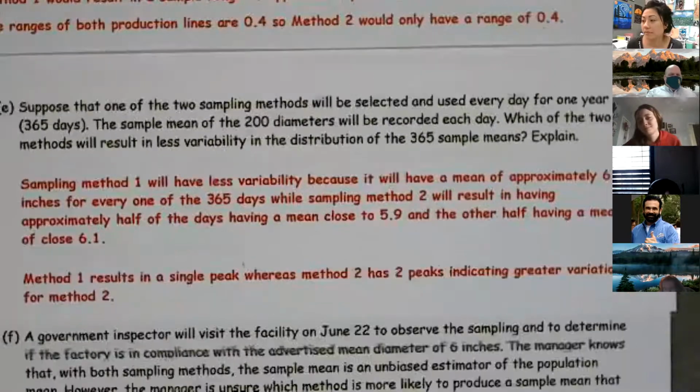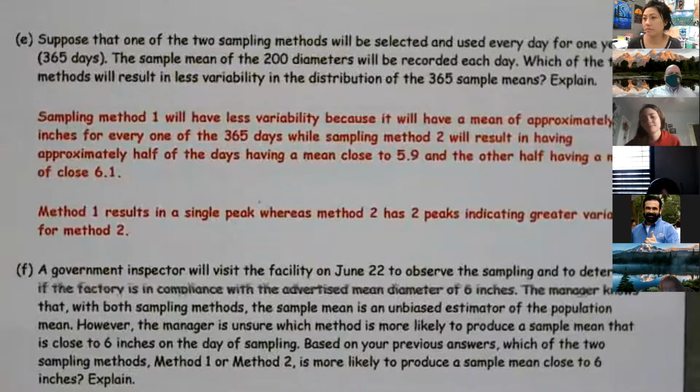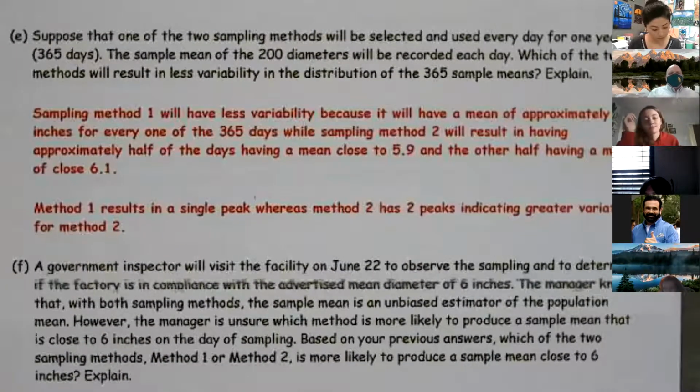So in part F, a government inspector will visit the facility on June 22nd to observe the sampling and to determine if the factory is in compliance with the advertised mean diameter of 6 inches. The manager knows that with both sampling methods, the sample mean is an unbiased estimator of the population mean. However, the manager is unsure which method is more likely to produce a sample mean that is close to 6 inches on the day of the sampling.